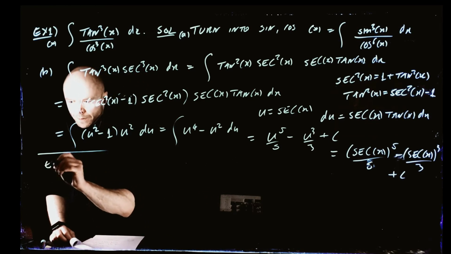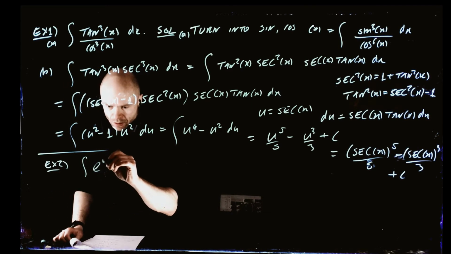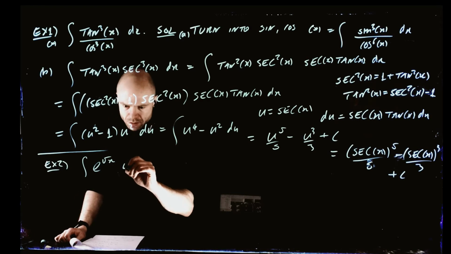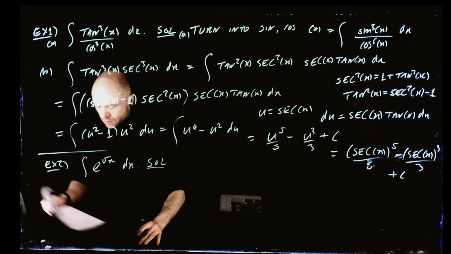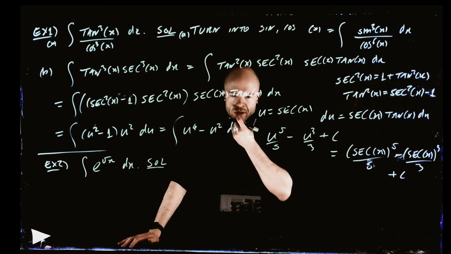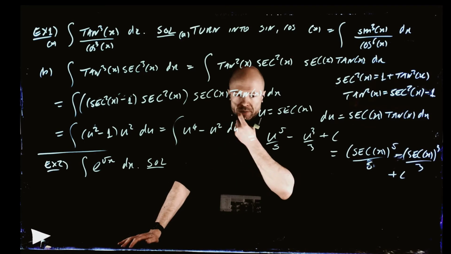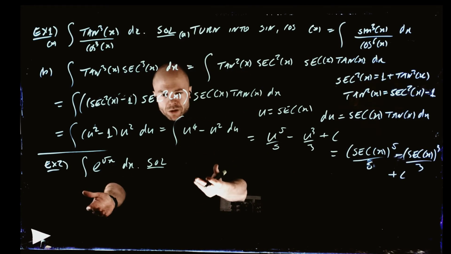Example 2. What about this? Integral of e to the square root of x dx. Okay, suggestions. What do you want to do with this? Is there some algebraic simplification we can make, turn this into a different form? There isn't, right? This isn't a simple form. There's nothing to do here, right?